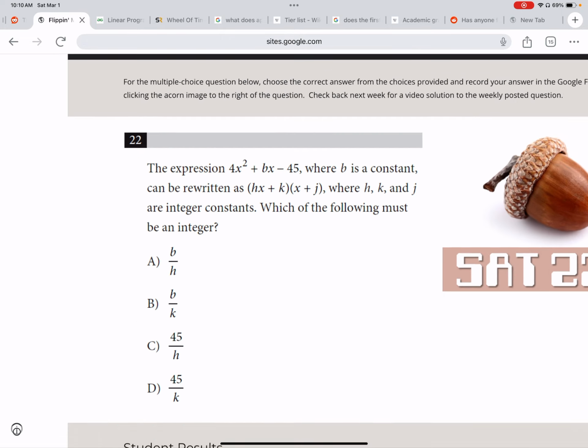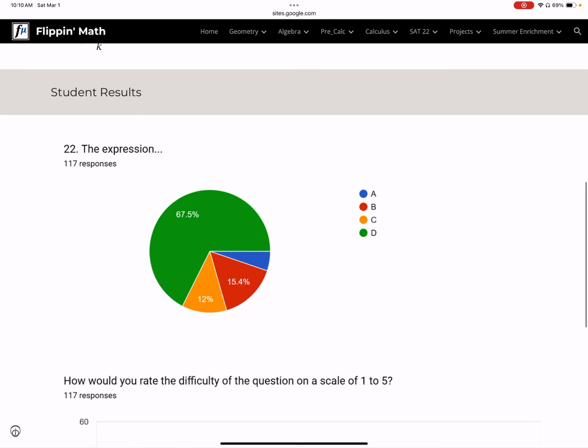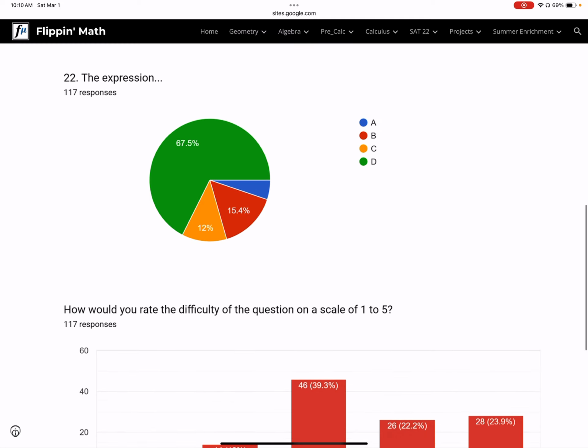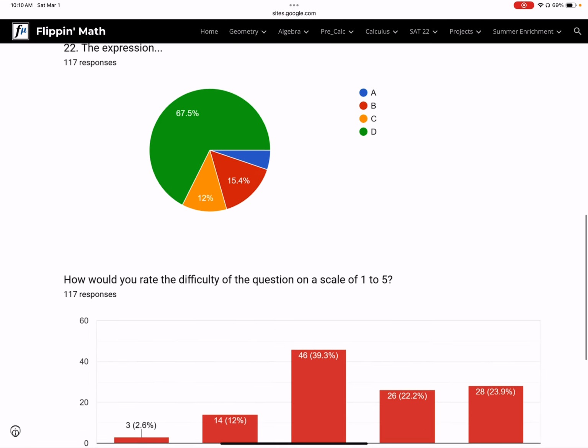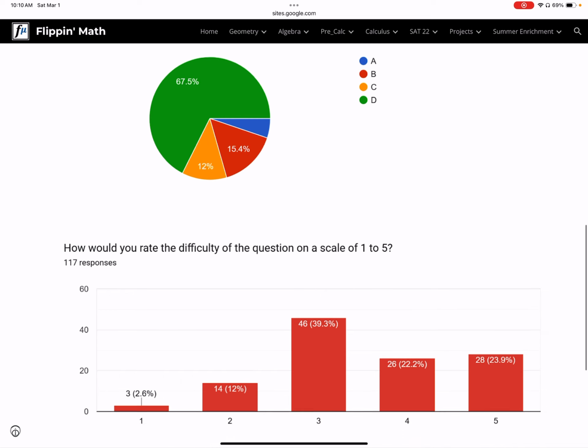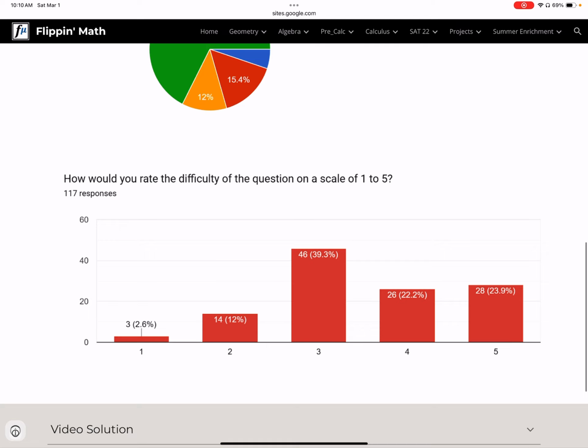So how did we do on this one? Looks like we did fairly decently. 67.5%, just shy of the 70% mark, said that it was answer choice D, which is in fact the correct answer. And the other ones are just kind of split between, obviously, the other three. We said that this was medium, skewed a little bit towards the harder side.